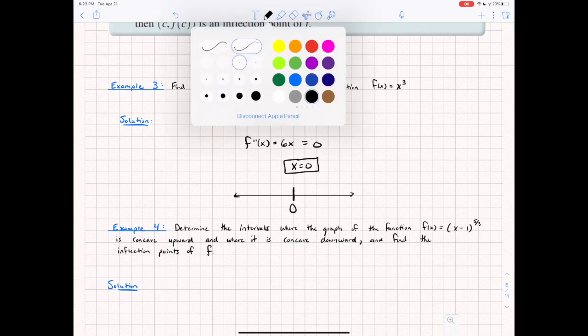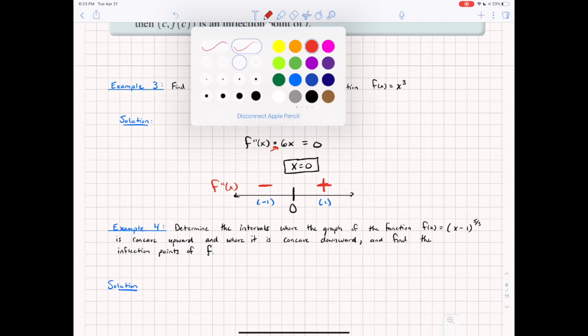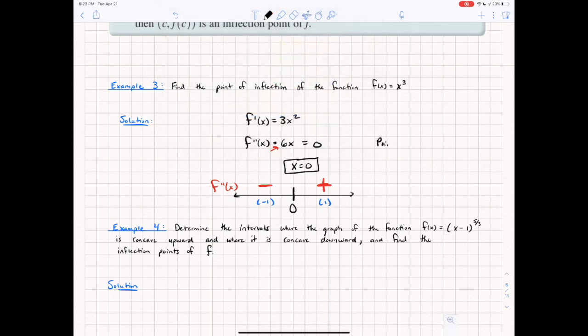And then I'm going to pick a value just to the left, something like -1, just to the right, like +1. And I'm going to plug this back into the second derivative, and I want to check for sign changes. Right? So if I plug in -1 back into the second derivative, I would get -6. So that's negative. If I plug in 1, that would give me positive. So because there's a sign change, then there is a point of inflection at x is equal to 0.